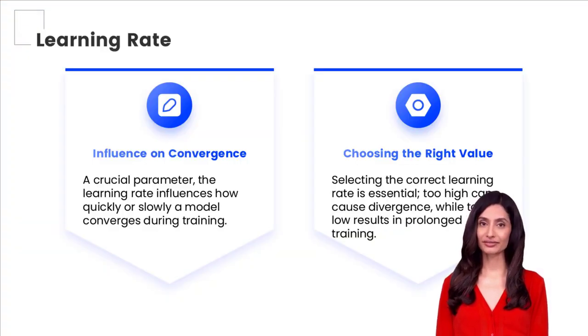In machine learning, the learning rate is the step size during model training. It's crucial for efficiency. Too high and the model overshoots, never stabilizing. Too low and training crawls, wasting time and resources. The goal is finding the sweet spot, where the model learns fast without compromising accuracy.